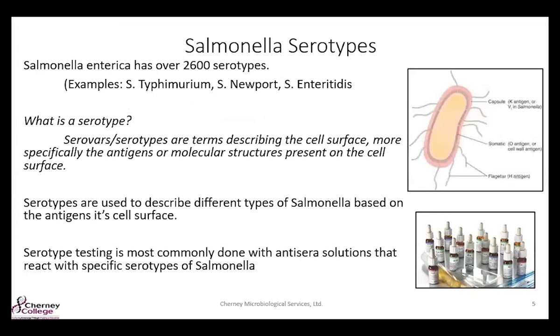So like I said, Salmonella enterica has over 2,600 serotypes. Some examples that you might be familiar with are Salmonella typhimurium, Salmonella Newport, and Salmonella enteriditis. Typhimurium, Newport, and enteriditis are all referring to the serotypes. So what the heck is a serotype?